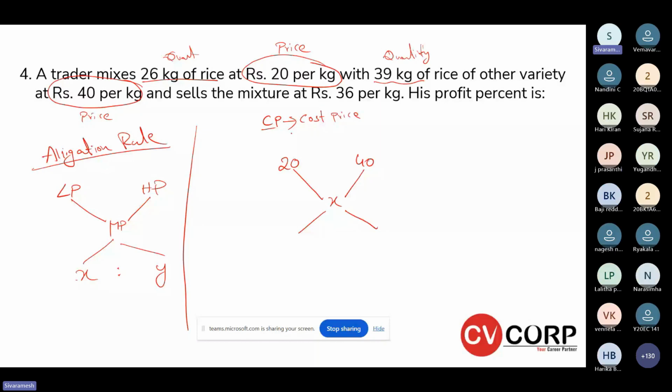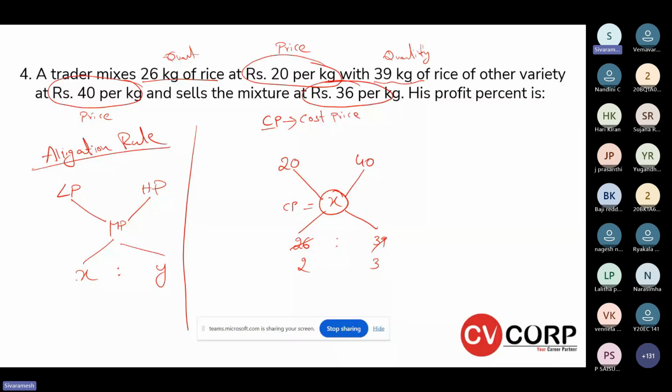Indirectly they have given 26 and 39, so these are actually the ratios they have mentioned. Let's say 13 times 2 is 26, and 13 times 3 is 39. Indirectly they have given that when you mix 20 rupees per kg rice of 2 kgs and 40 rupees per kg rice of 3 kgs, this is the ratio. And if you find the cost price of this mixture, x, obviously the selling price is given as 36 rupees per kg.